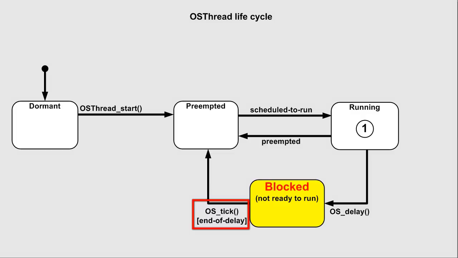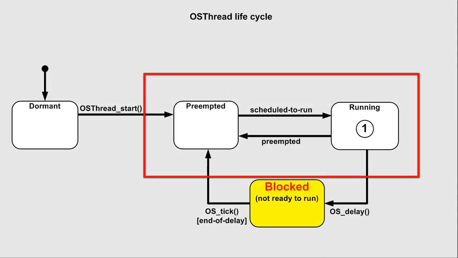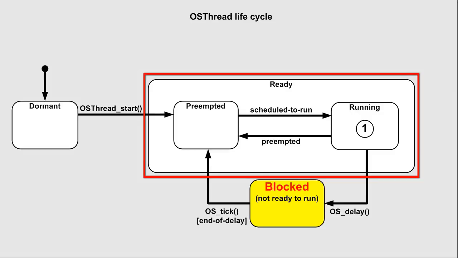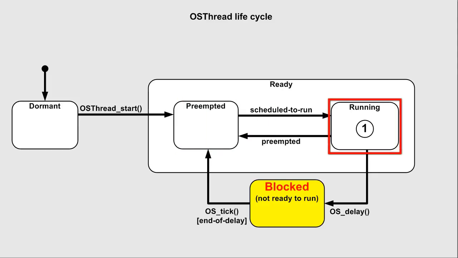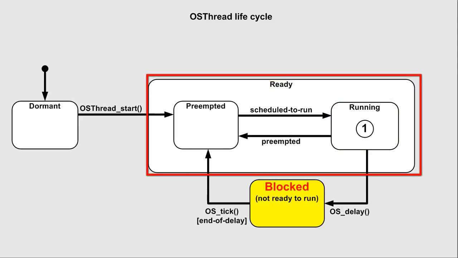An interesting observation now is that if a thread is not ready in the blocked state, it must be ready in the preempted and running states. This can be shown graphically by means of the ready super state encompassing those two states. And indeed, while in the ready super state, which means either in preempted or running, the thread is ready and willing to run, except sometimes it needs to be preempted to share the CPU with the other threads that are also ready and willing to run.